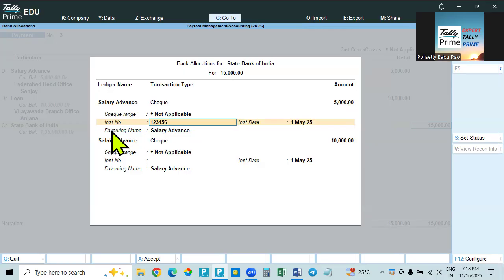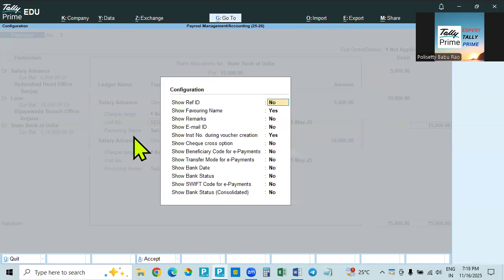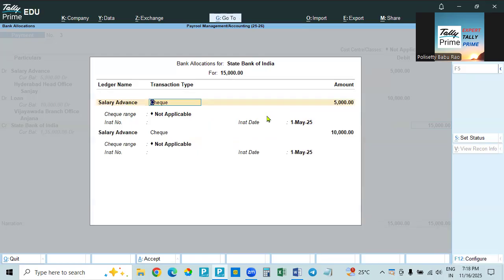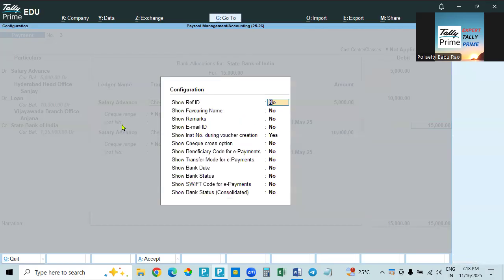So the next one is favoring name. In F12, the second one is favoring name. If it is not a check, it will be no. In that case, the person to whom the check is given will not be shown. So go to F12. Favoring name is the person in whose favor you give the check.